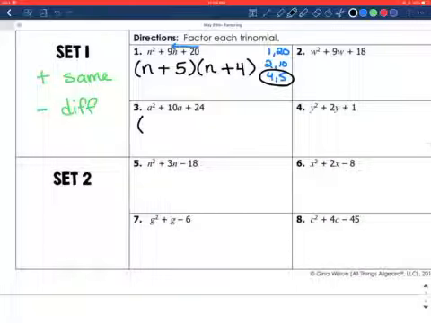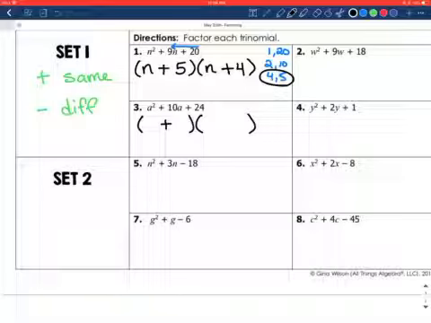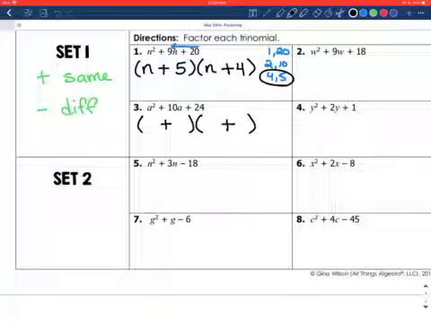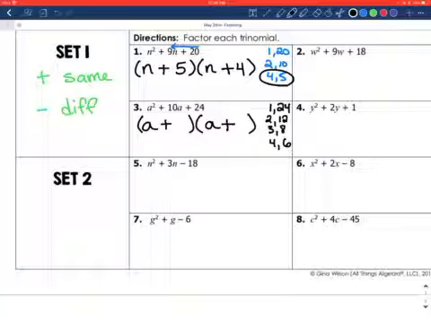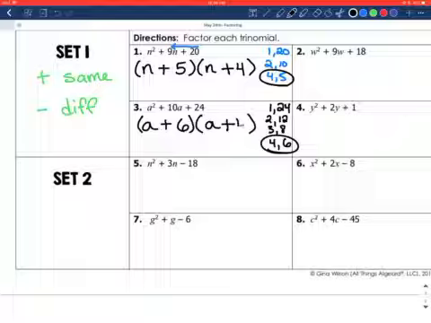Okay, so we're going to keep moving forward to number 3. 2 sets of parentheses. Drop your first sign. The second sign is a plus again, so it tells us that they're the same, so that has to be a plus as well. You write the a, whatever variable it is, and then we have factors of 24 that will add to give us 10. So we're looking at 1 and 24, 2 and 12, 3 and 8, and 4 and 6. So 4 and 6 are the ones that add to give us 10. 6 will come first because it is bigger.